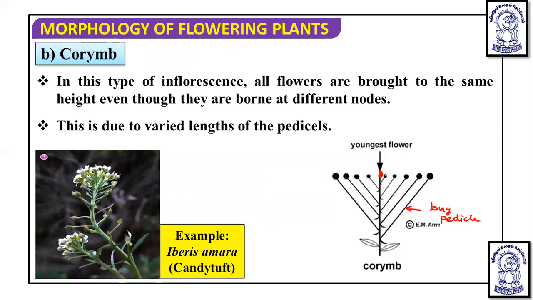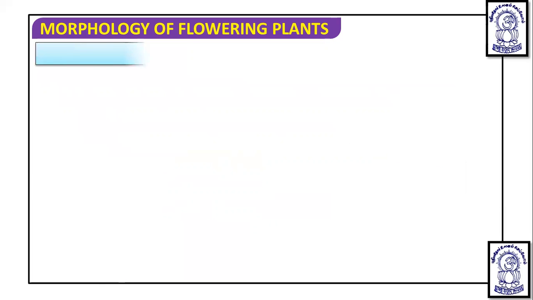So these flowers are going to be younger, and this is going to be the older flower. The growth is occurring toward the center, so it is known as centripetal arrangement of flowers. And this corymb is found in one of the important examples of the Brassicaceae family, that is Iberis amara, that is candytuft. Now after this, another type which we are going to discuss is corymbose raceme.